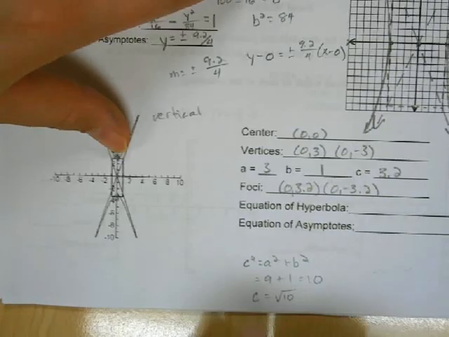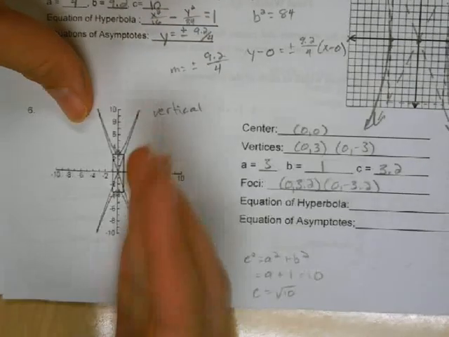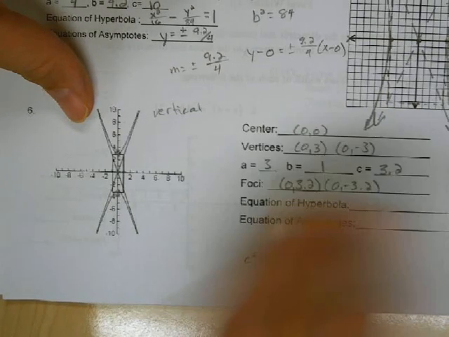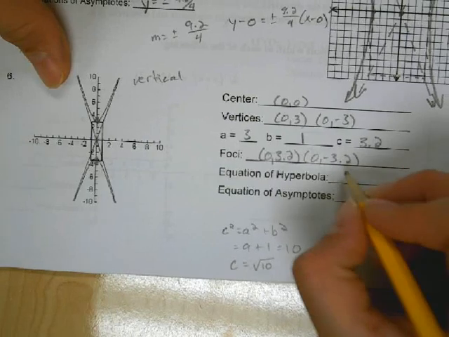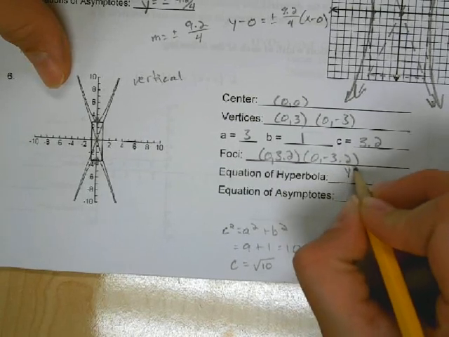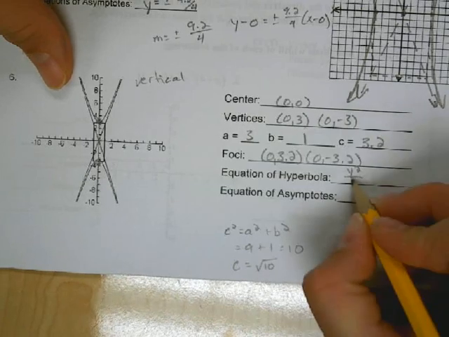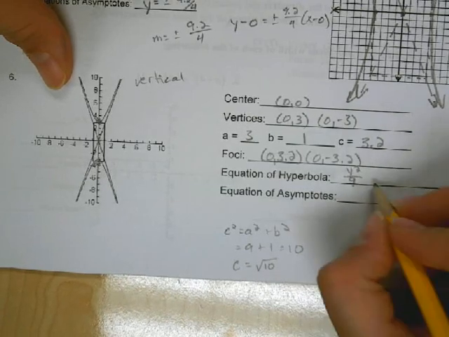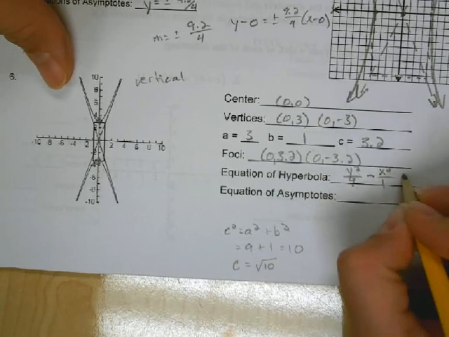Okay, so now we can do the equation of the hyperbola. Okay, y comes first, which means it's vertical, which means y has to come first. So we've got y squared, nothing added to y, over a is always first. So 3 squared is 9. It's minus x squared over 1 squared is 1, and that's equal to 1.